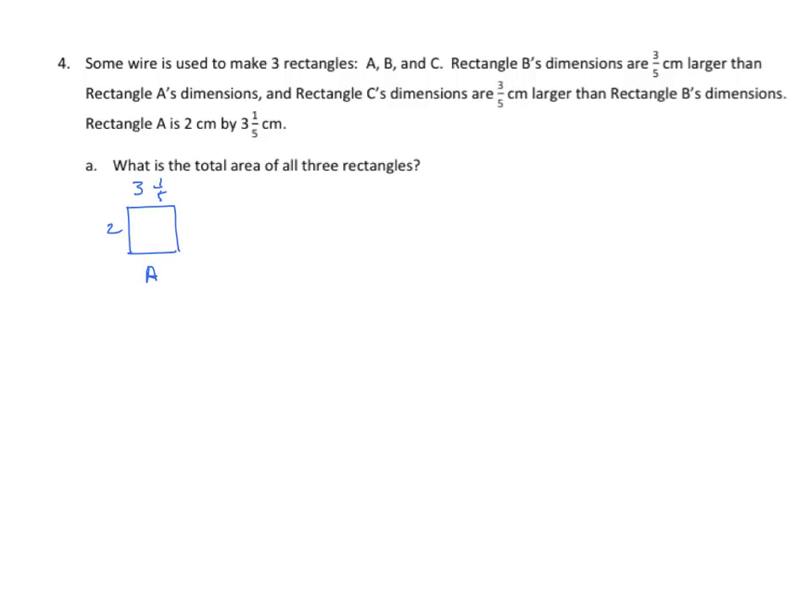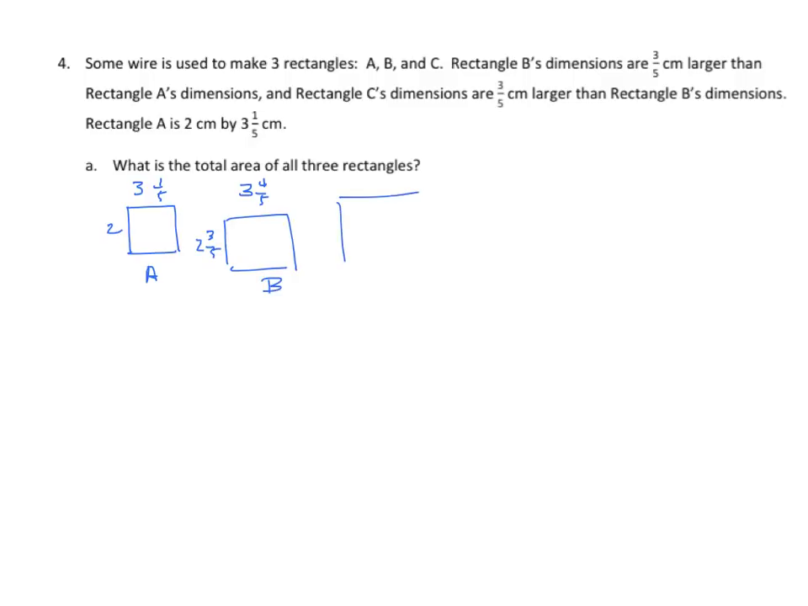3 1/5 plus 3/5 is 3 4/5. And we can add 3/5 to 2. So we get 2 3/5. That is B.